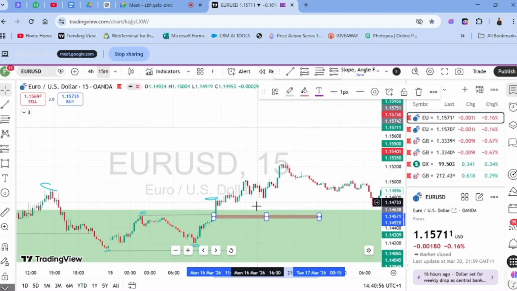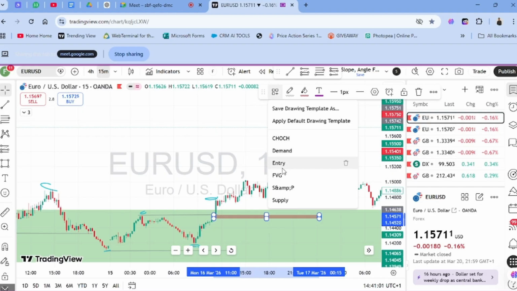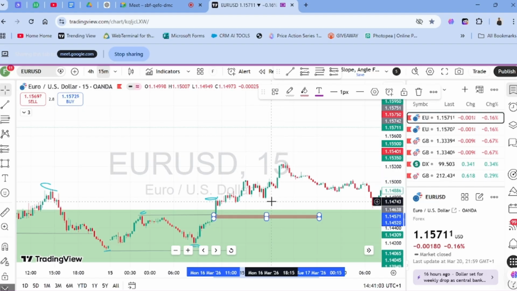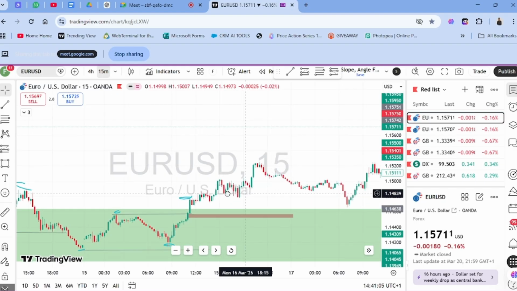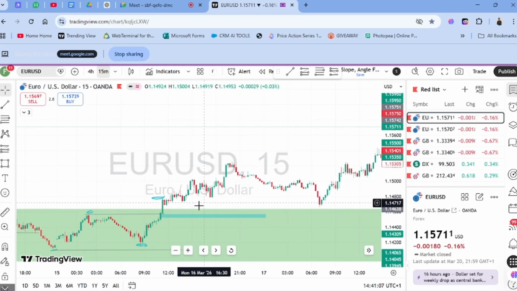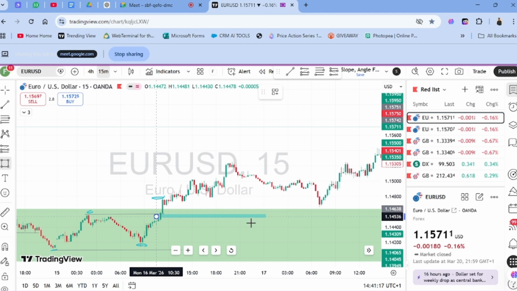Let me paint it. I like painting it green, blue, not green. Okay. This is it. An FEG was created here before the break. That means this is my demand level. This small guy here is my demand level because it was created before the break. That means if price comes back to this zone, I'll be looking to buy.